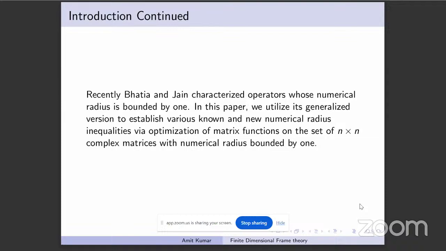Introduction. Recently, Bhatia and Jain characterized operators whose numerical radius is bounded by 1. In this paper, we utilize its generalized version to establish various known and new numerical radius inequalities via optimization of matrix functions on the set of n cross n complex matrices with numerical radius bounded by 1.